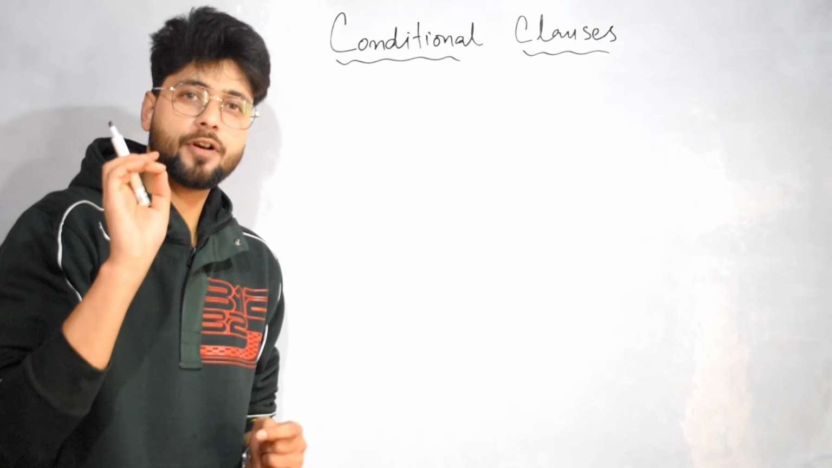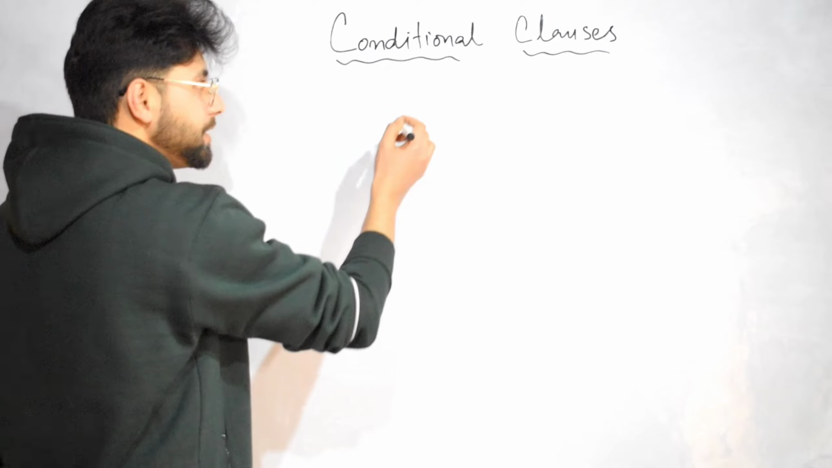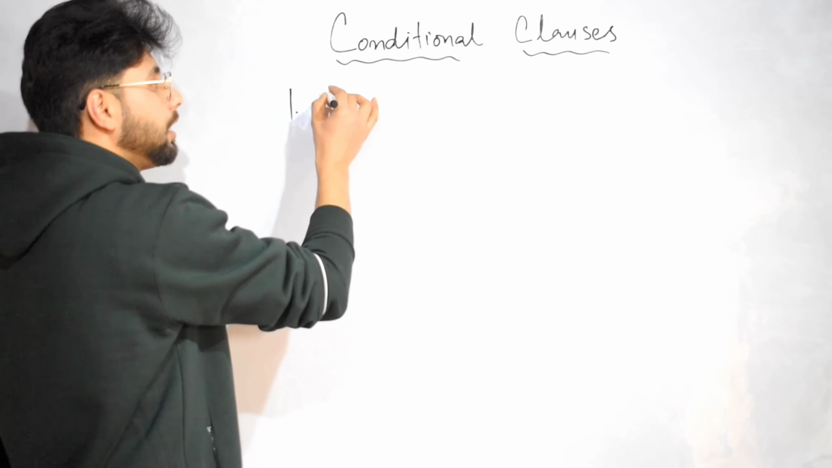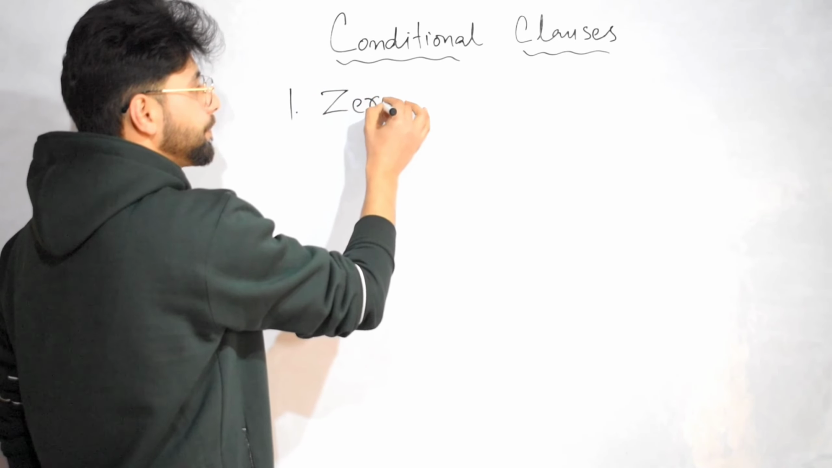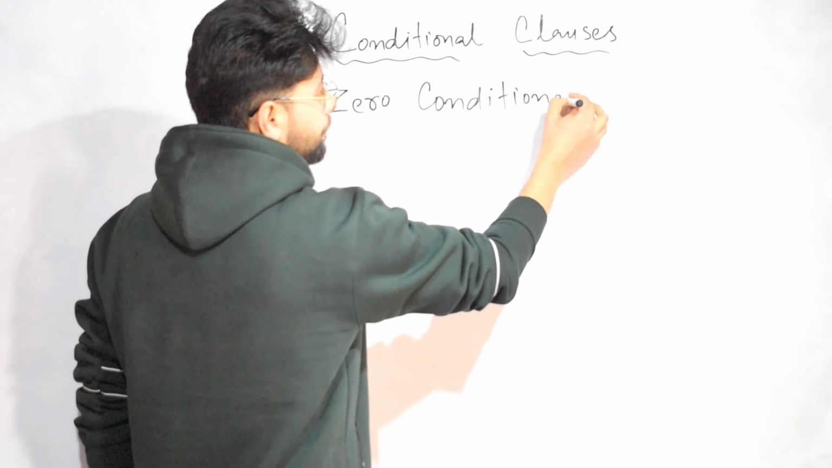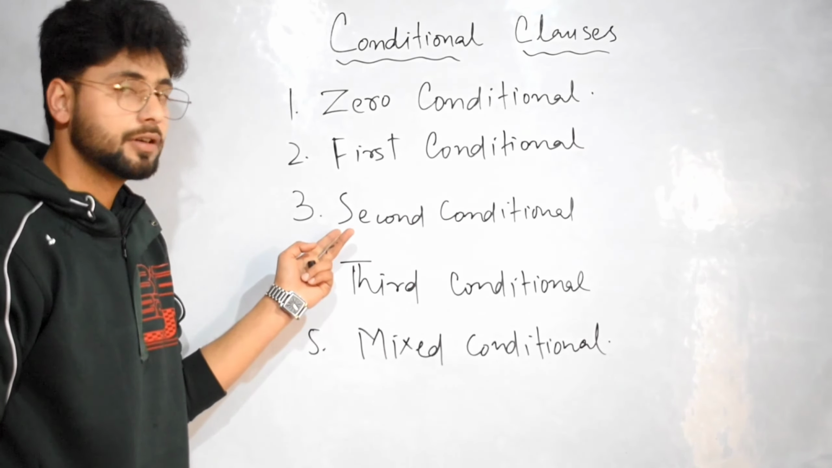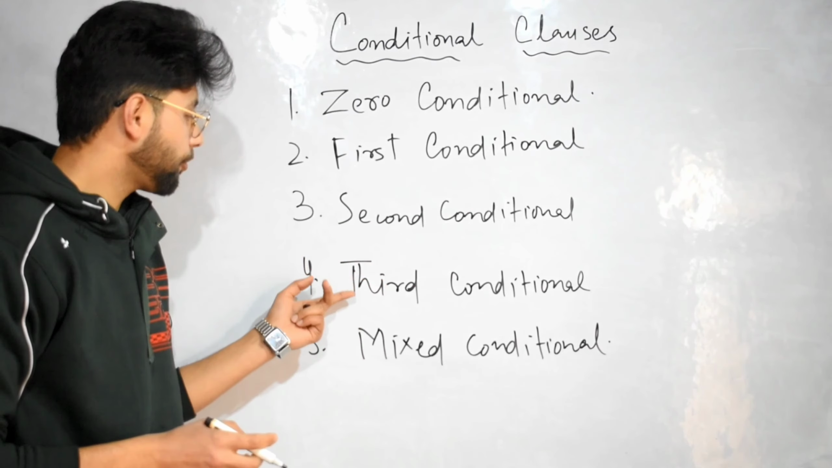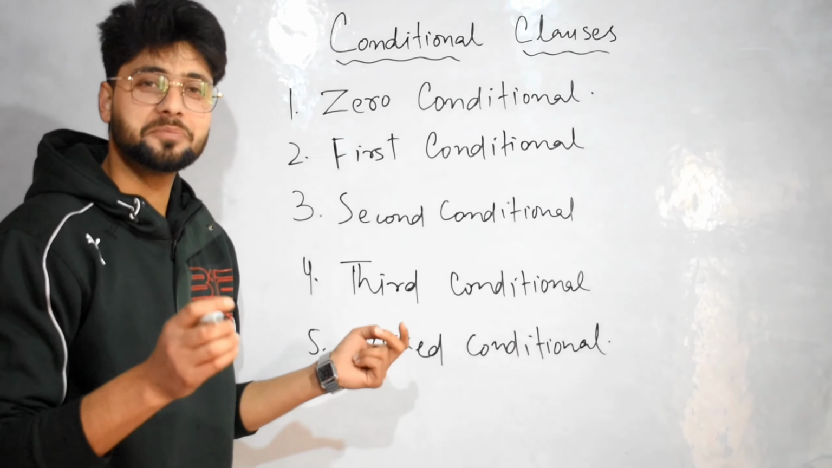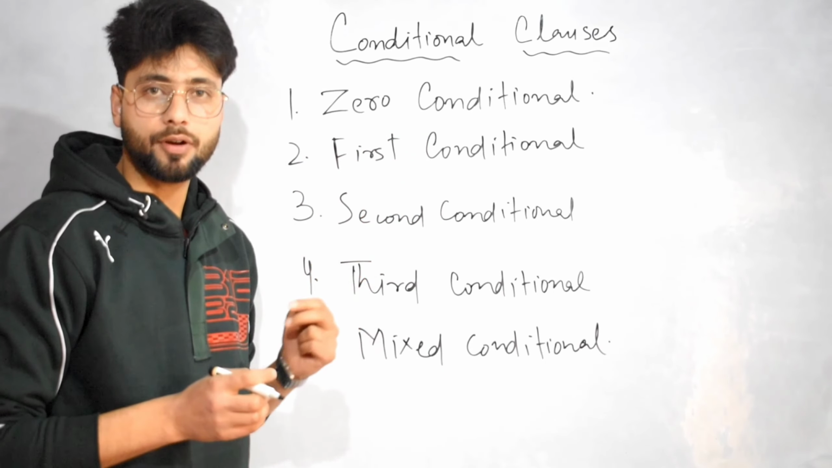Now there are 5 types of conditional clauses. These are divided into 5 types. The first one is called zero conditional. Second one is called first conditional. Third one is called second conditional. Fourth one is called third conditional. And fifth one is called mixed conditional. Let's now explore them one by one.